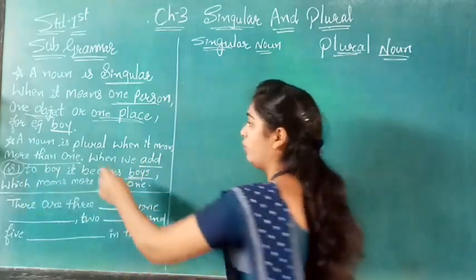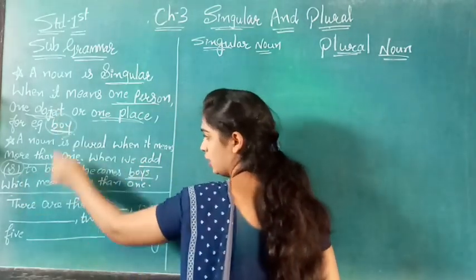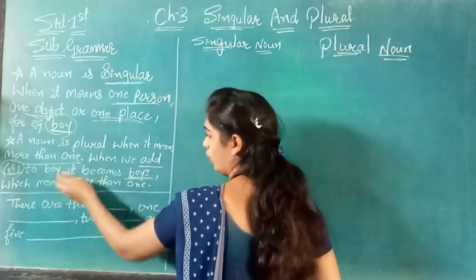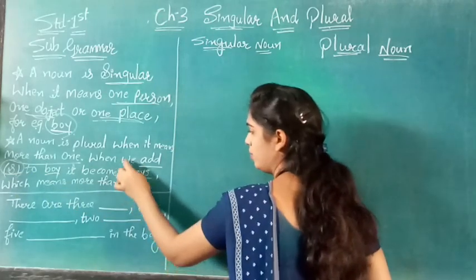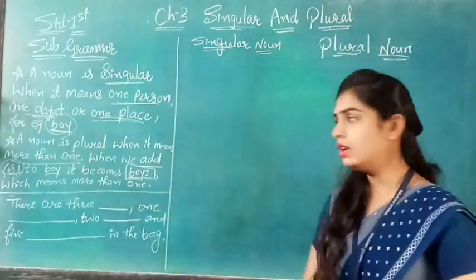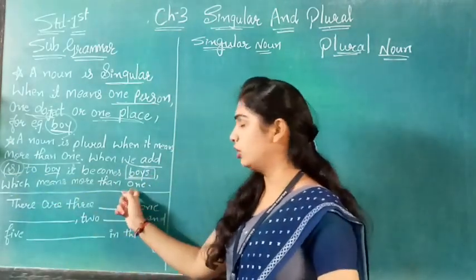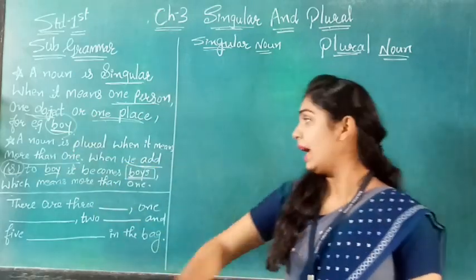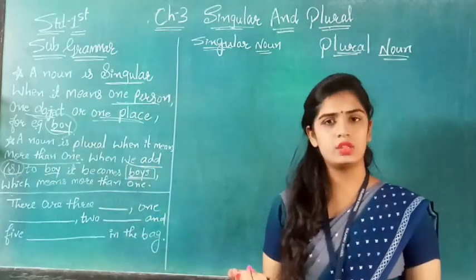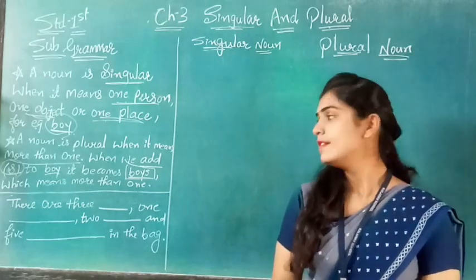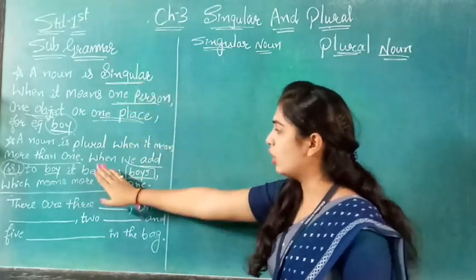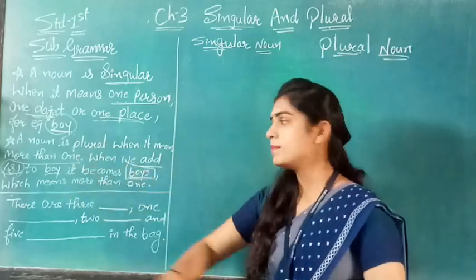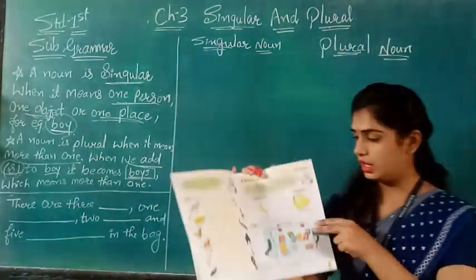See, here we have written in singular boy. Okay, so in plural what are we writing? To boy if we add s, it will become boys. Understand children? Which means more than one. Okay, boy means one boy and boys means it could be 2 also, 4 also, 6 also. Okay, so did you understand what is the difference between singular and plural? Okay, now see, we will move further.